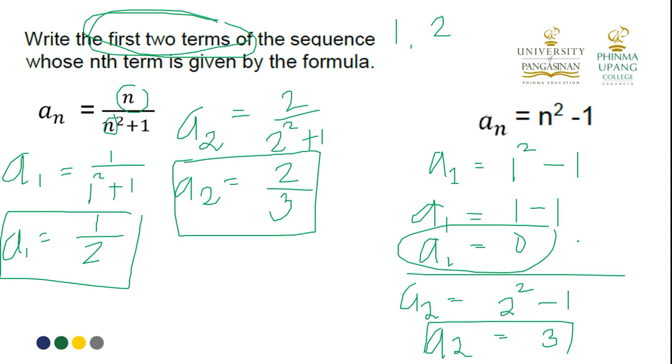Sir, paano po naging 3 yung denominator sa first? Ay, wait lang. It's 2 fifth. What is 2 squared is 4. Plus 1 is 5. Thank you. At least nakita niyo. The answer is 2 fifth, not 2 third. Na-overlook natin yung exponent na 2. So 2 squared is 4 plus 1 is 5. Are we clear now? Yes, sir. Do you have questions?